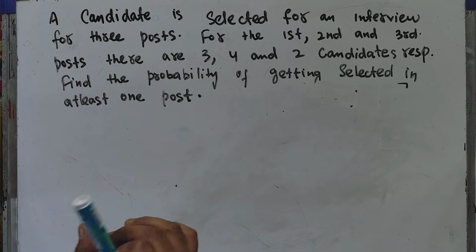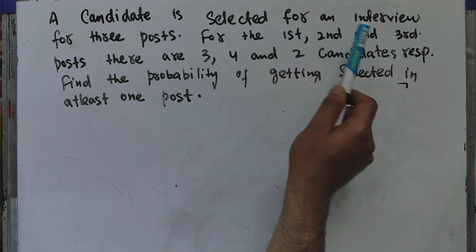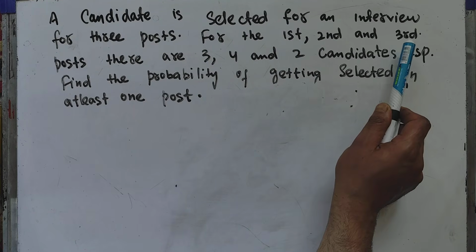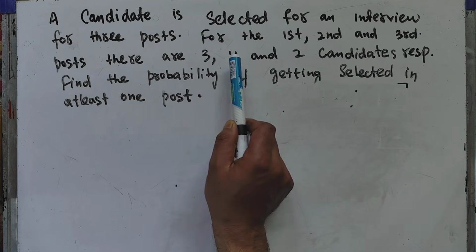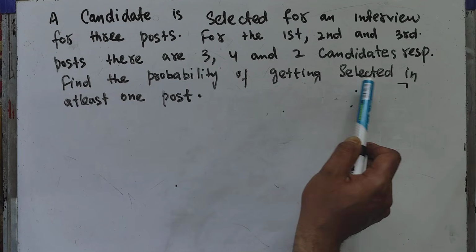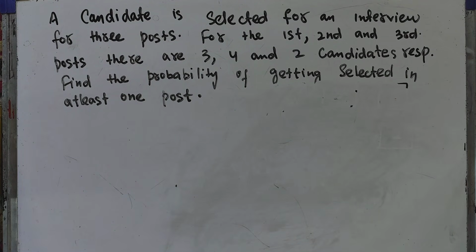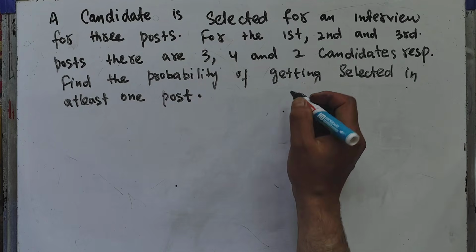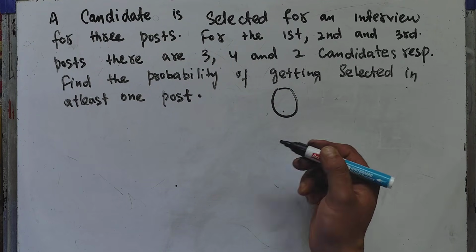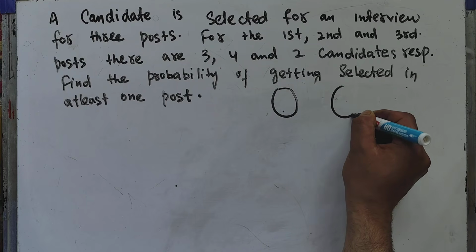The question is regarding probability. A candidate is selected for an interview for 3 posts. For the first, second and third posts, there are 3, 4 and 2 candidates respectively. Find the probability of getting selected in at least one post. Okay, so we have a person who got selected for interview for 3 posts.